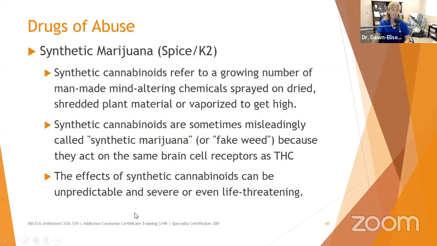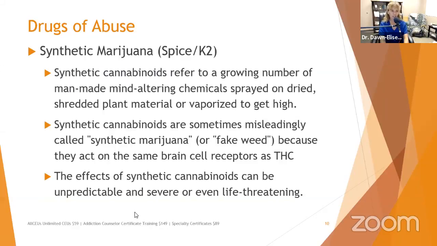Synthetic marijuana, or spice, K2, whatever they call it now. Synthetic cannabinoids refer to a growing number of man-made, mind-altering chemicals that are sprayed on dried, shredded plant material and vaporized to get high. So it can be on oregano, it can be on just about anything, tobacco, whatever. Synthetic cannabinoids are sometimes misleadingly called synthetic marijuana or fake weed because they act on the same brain cell receptors as THC. But the effects of synthetic cannabinoids can be unpredictable and severe or even life-threatening.